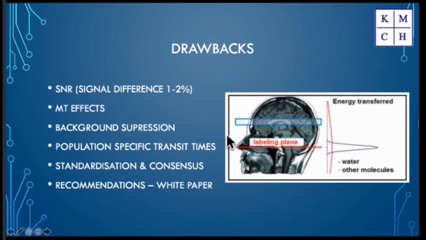What about different populations? We cannot have the same transit times for a neonate, a child, or an elderly person. So then the delay times and the durations need to be altered accordingly. Is there a standardization and consensus? We are not fully there. We do have a white paper recommendation of ASL, especially for pseudo-continuous, and I would talk about it later on in this presentation.